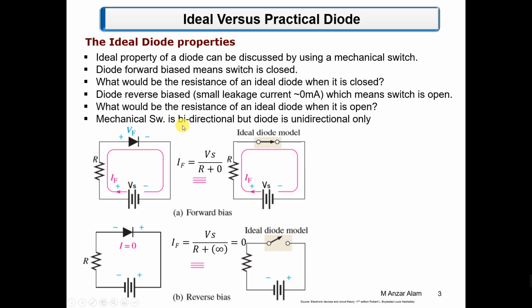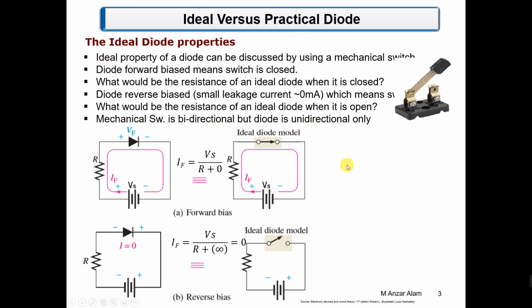So a mechanical switch is bidirectional, but a diode is unidirectional only. As we discussed in the first point, the ideal property of a diode can be discussed by using a mechanical switch, but we cannot say the ideal property of a diode is equivalent to the mechanical switch. That would be incorrect. So we just take the example of a mechanical switch to correlate with the diode as a switch. In this case, a mechanical switch is bidirectional, but a diode is unidirectional.